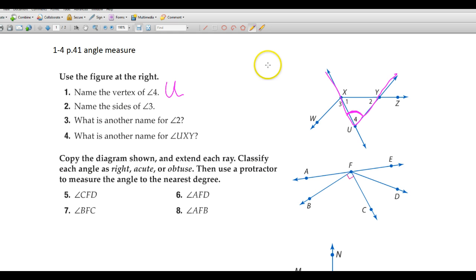And number 3, what is another name for angle 2? So angle 2 would be this angle, and its vertex is Y. So we need 2 other points to name it. We can name it XYU or UYX. Make sure that Y is the middle point.